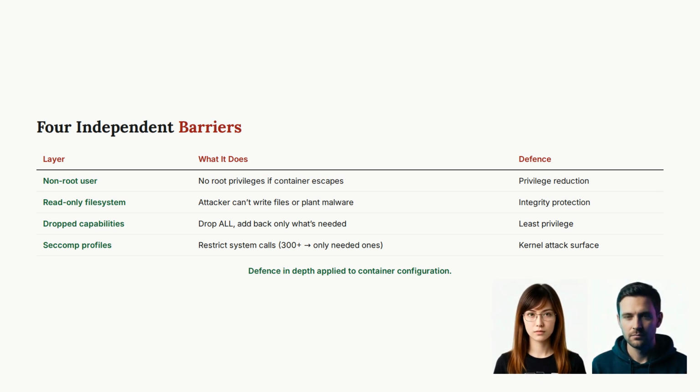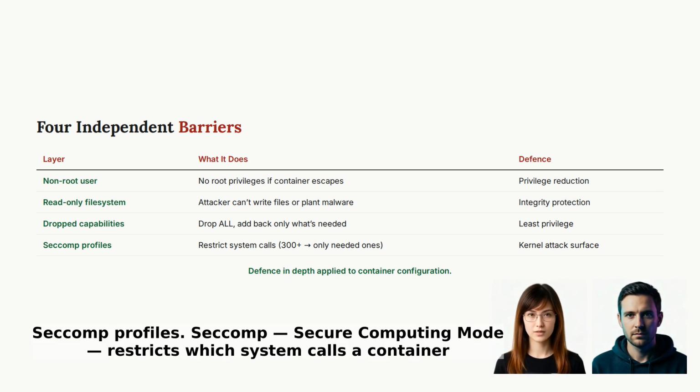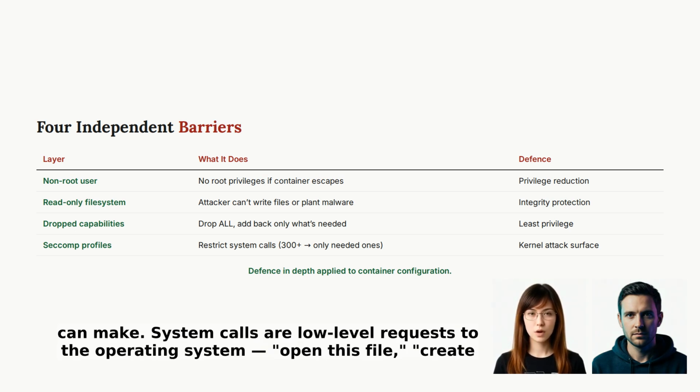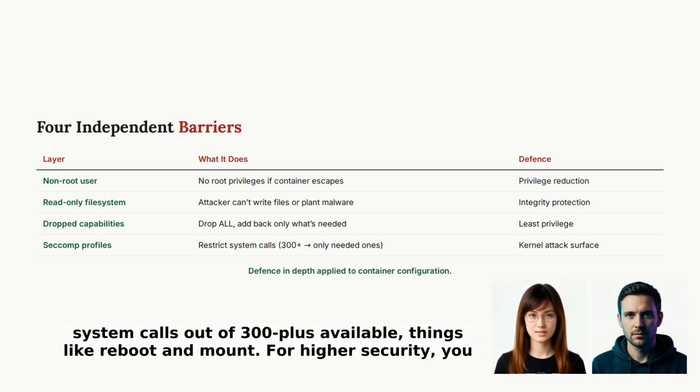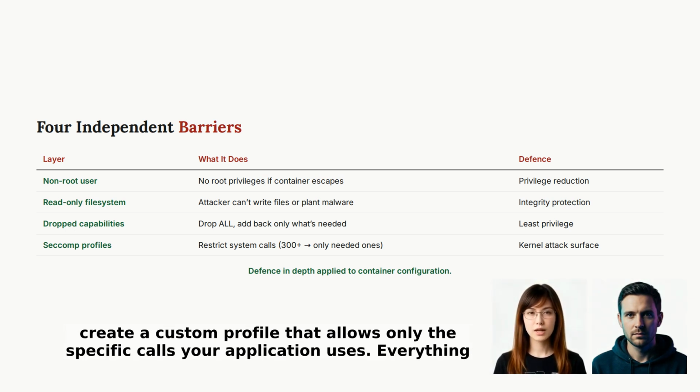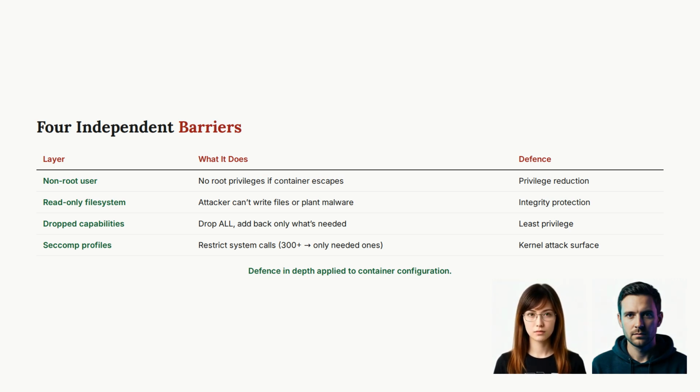And the third? Seccomp profiles. Seccomp, secure computing mode, restricts which system calls a container can make. System calls are low-level requests to the operating system. Open this file, create a network connection, allocate memory. Docker's default profile blocks about 44 dangerous system calls out of 300 plus available, things like reboot and mount. For higher security, you create a custom profile that allows only the specific calls your application uses. Everything else is denied.